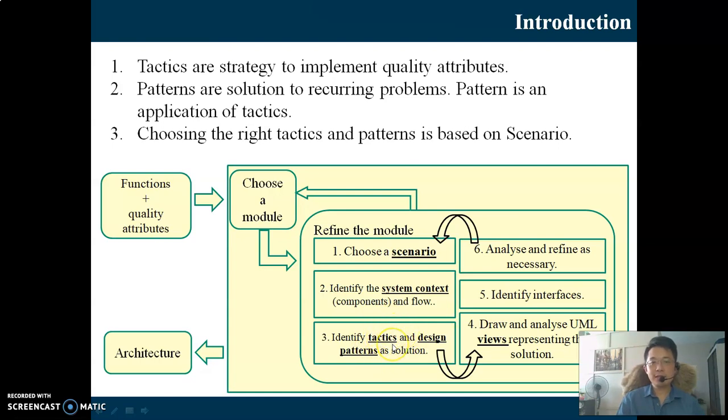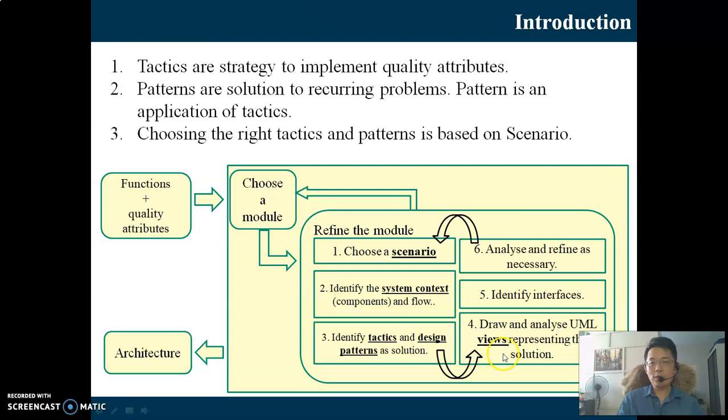Tactics are strategy to implement quality attributes. Patterns are solution to these repeating problems. It is an application of tactics. Therefore, having identified the tactics, we can proceed to using a suitable design pattern. And all this is based on analysis of the scenario.